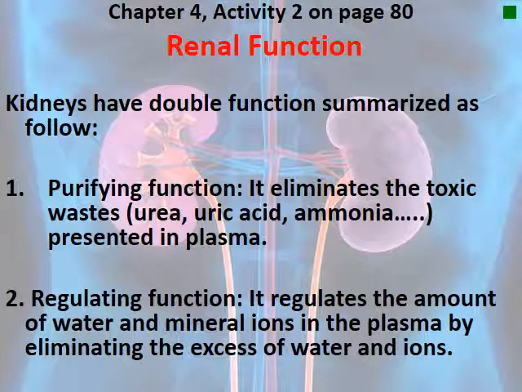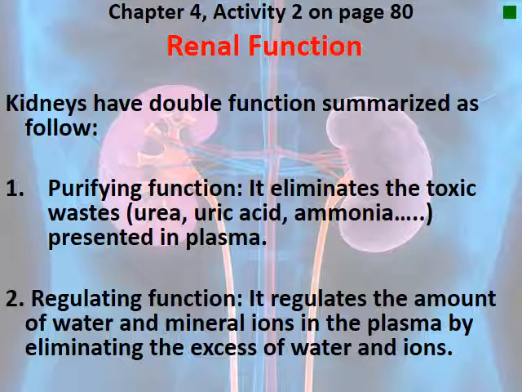Chapter 4, Activity 2, on page 80, talking about the renal function, the functions of the renal system, meaning the function of the kidneys. The kidney has two functions, summarized as follows. They have a purifying function. They eliminate the toxic waste. They eliminate the urea, uric acid, and ammonia present in the plasma.